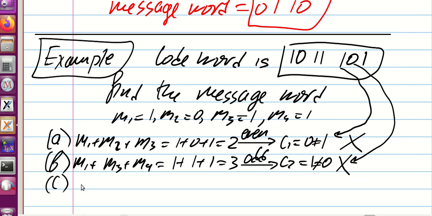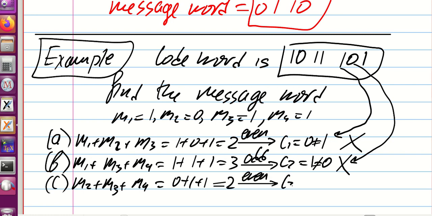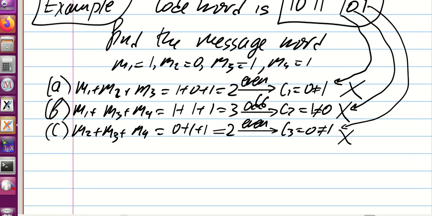And the last circle to check is the third circle, which doesn't have M1. So it's M2 plus M3 plus M4. So in our case, it's 0 plus 1 plus 1, which is 2, which is even. And so C3 has to be 0, but we can see that it's equal to 1. So something went wrong in all three circles. So we need to find something that is in all three circles. We see that M3 is the only item that is present in all three circles. So M3, which is 1, has to be switched into a 0.